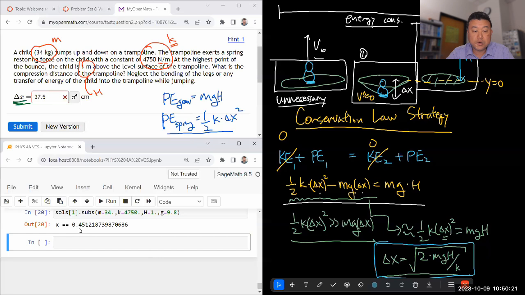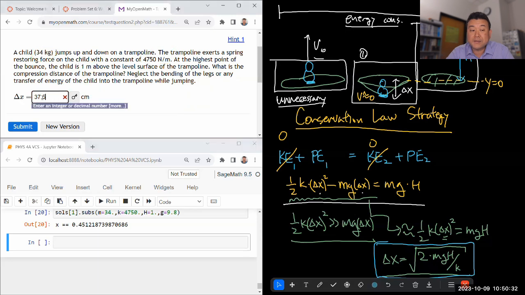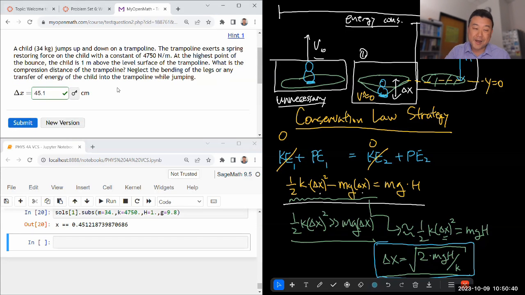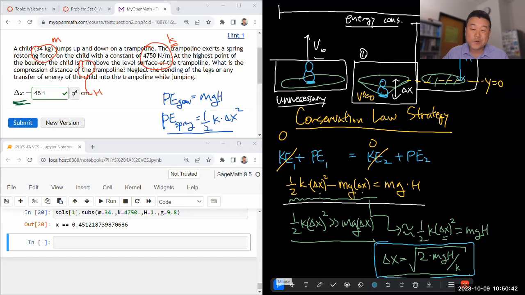All right, 45.1, or in centimeters, 45.1 centimeters. Yeah, that's definitely quite a bit different from what I had. That's why it wouldn't grade it as correct. Although, you can see that if you are looking for an approximate answer, something within a factor of 2, then the approximation I made would have been good.